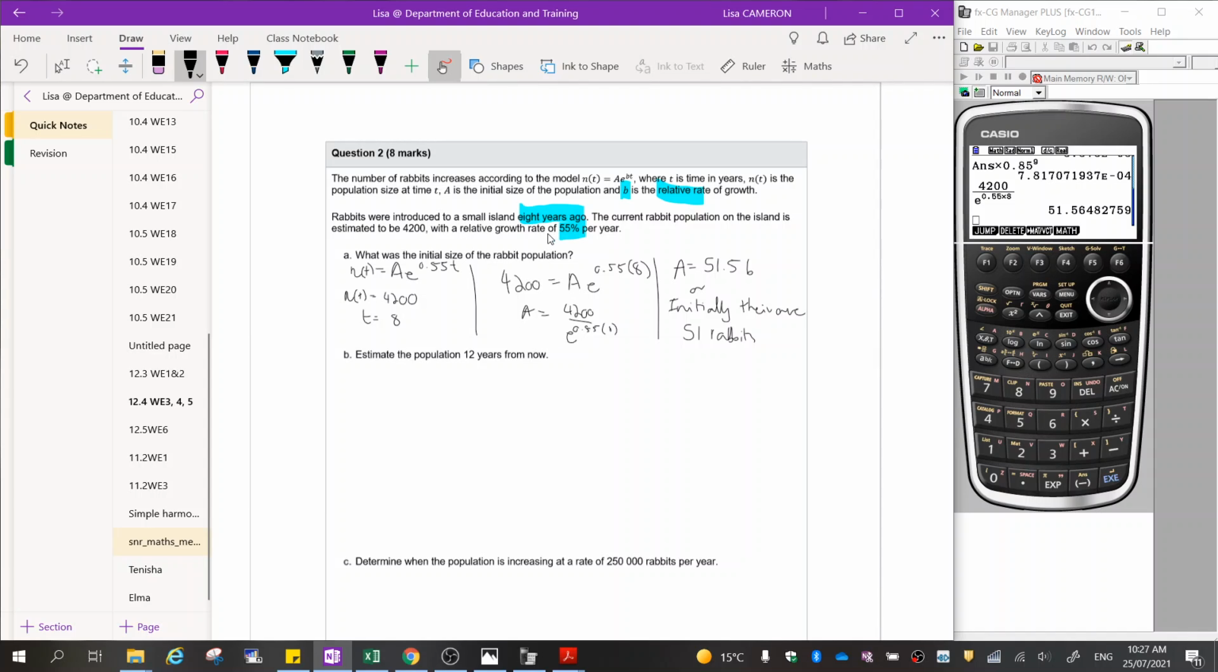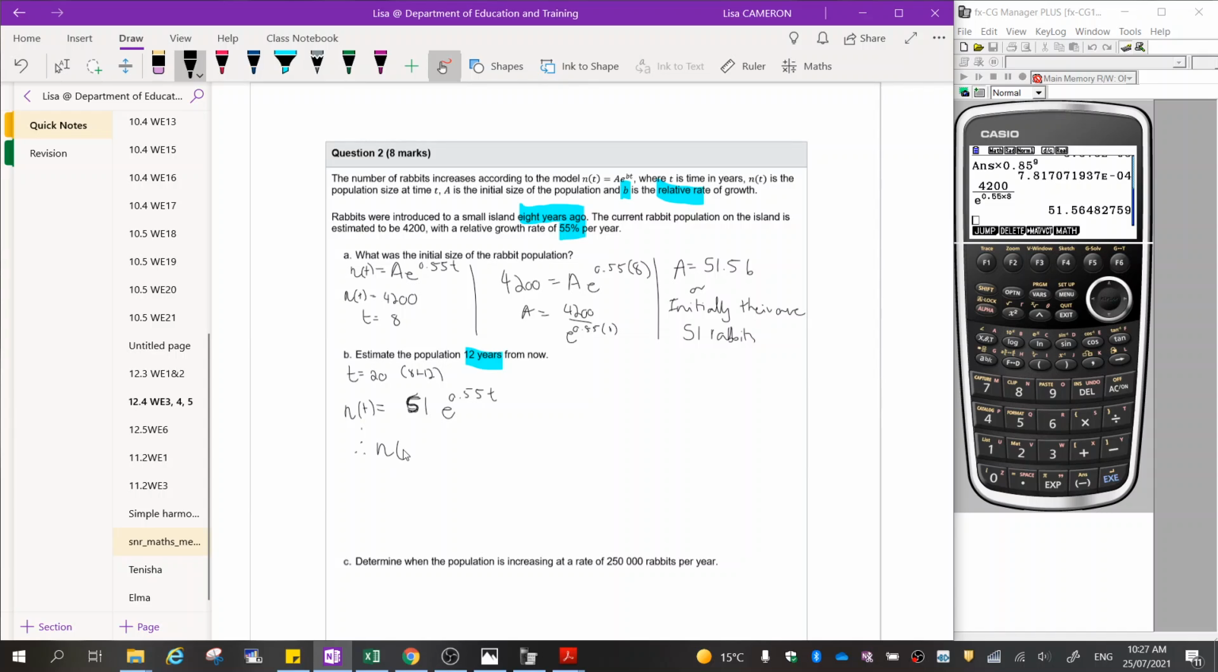If it is 8 years ago they were introduced, 12 years from now is going to be t equals 20. The past 8 years plus the 12 current years. Okay, so let's write our new model. N(t) is equal to 51. Now, you might incur some rounding errors. I don't know if they can mark you down for that. Probably not. 51 multiplied by e to the power of 0.55t. And we are going to let t equal 20.